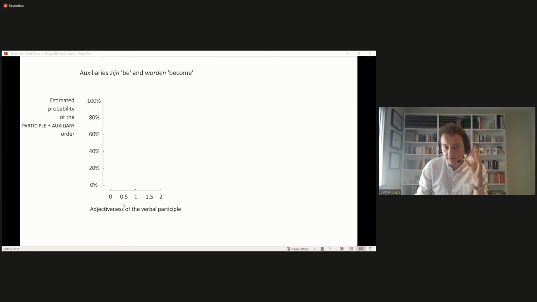So we had predicted the positive effect of adjectiveness of the verbal participle on the estimated probability of the participle plus auxiliary order. And that's also what we found. We had found a very, very strong and clearly positive effect. So that's great. Our first prediction is confirmed.